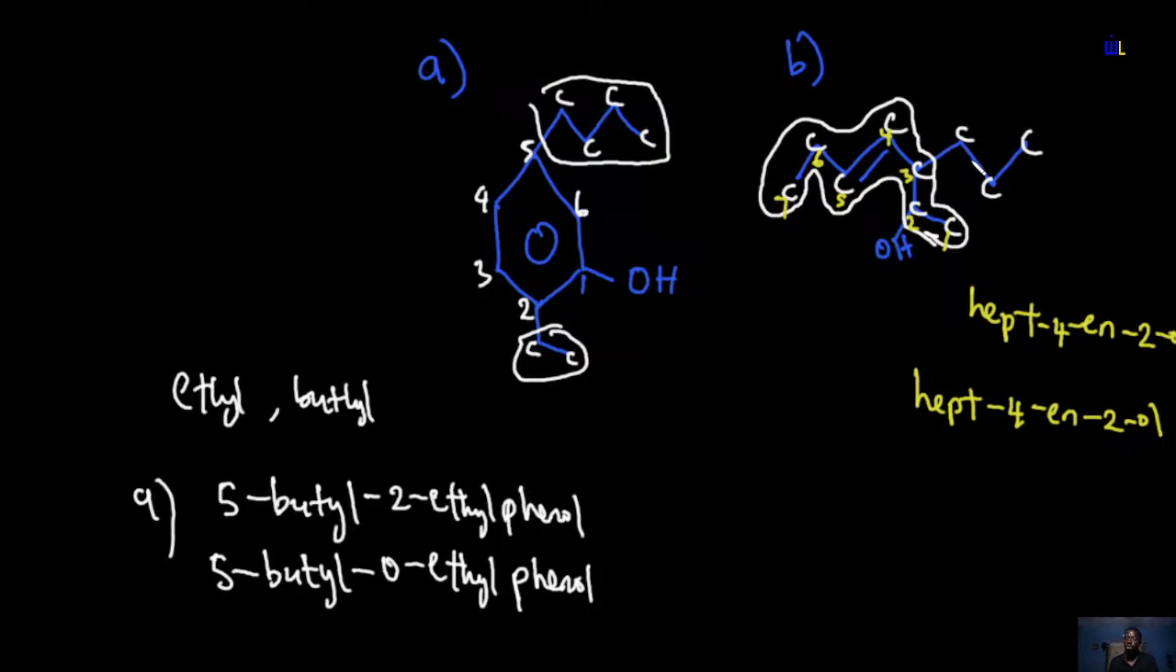But we're not done. We have another substituent here. You remember, this hydroxyl is not a substituent. It's actually part of the name. If there were other functional groups, that's when you refer to it as a substituent. Now, in this case, this is propyl. So this is going to be 3-propylhept-4-en-2-ol.